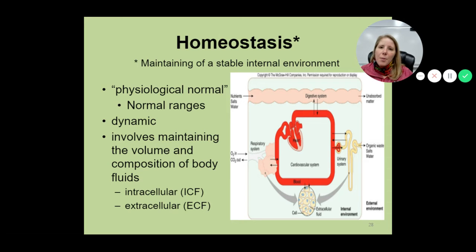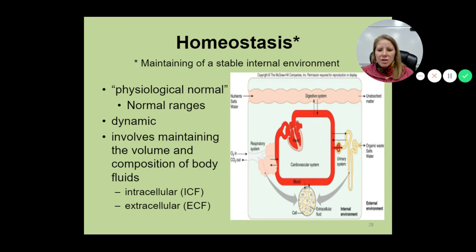Homeostasis. So homeostasis is the natural environment, the range of a natural environment we need to have. The temperature, the blood pressure, the heart rate, all of that stuff is part of our homeostasis. So to be in homeostasis, you need to maintain a stable internal environment.